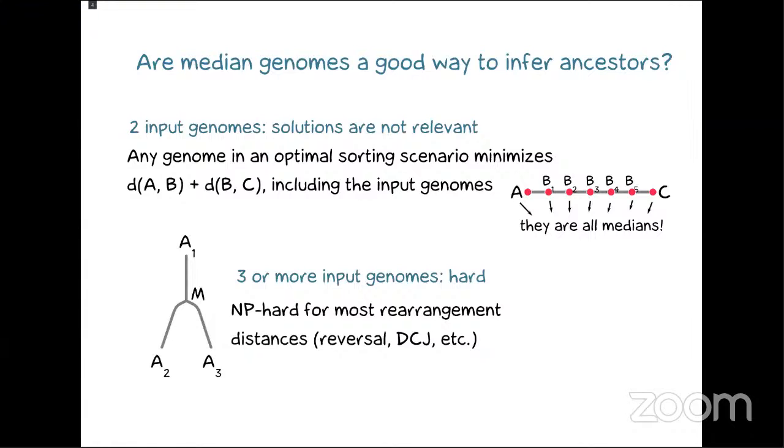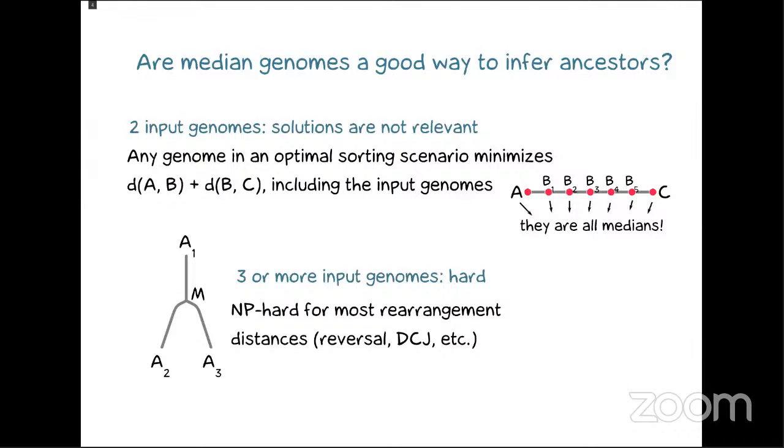However, perhaps medians are not the best tools for that. For one thing, when you think of a median of 2 genomes, a genome that minimizes the sum of the distances to the extremes, you can see that you have a lot of medians, and most of them are not very representative of what you want, because including the extremes, A and C are medians as well, and some of them may be much closer to one or to the other. So they're not very good as medians.